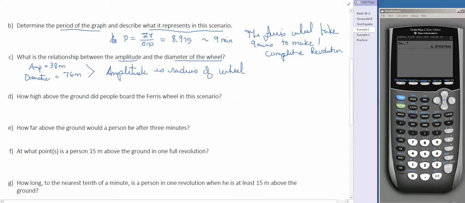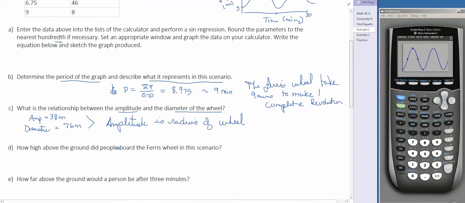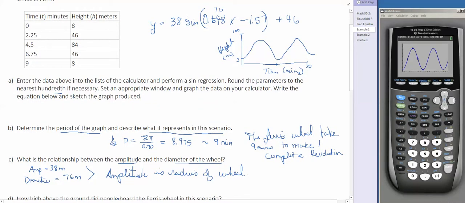Number D, how high above the ground did the people aboard the Ferris wheel go in this scenario? So let's go up. I'm going to show you an example. Now we could calculate this by hand, but I'm going to go to the graph, and we can see that our maximum, our data point is there. So we're looking at 84 probably is our maximum.